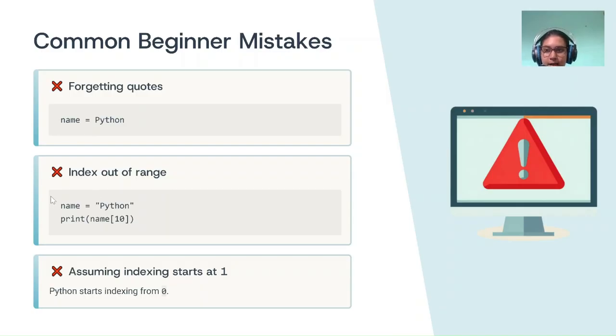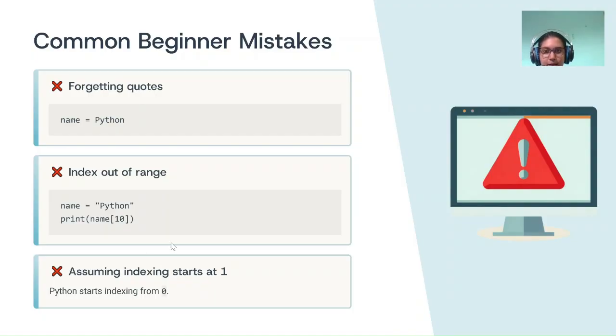Another is accessing an index that does not exist. Python only has how many indexes? 0, 1, 2, 3, 4, 5. It only has indexes from 0 to 5, 0 to n minus 1. But we are accessing 10 here, so this will give an error because the index is out of range, right? And assuming indexing starts at 1, this happens all the time. Don't get confused between the len function and indexing, right? Len starts from 1, but indexing starts from 0. 0 to n minus 1, where n is the number of letters in the word. Okay?